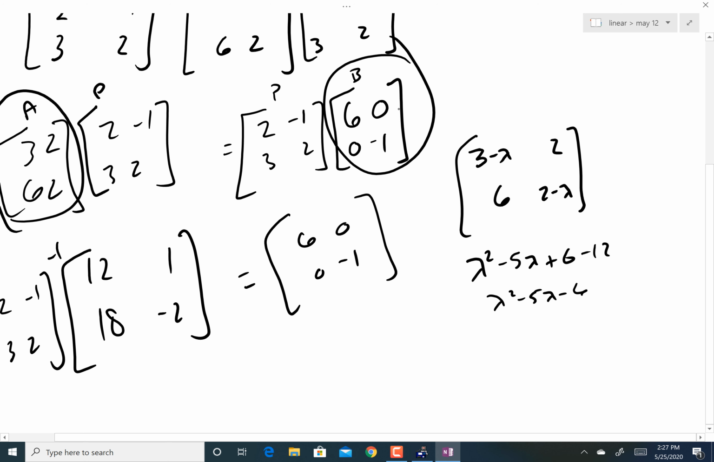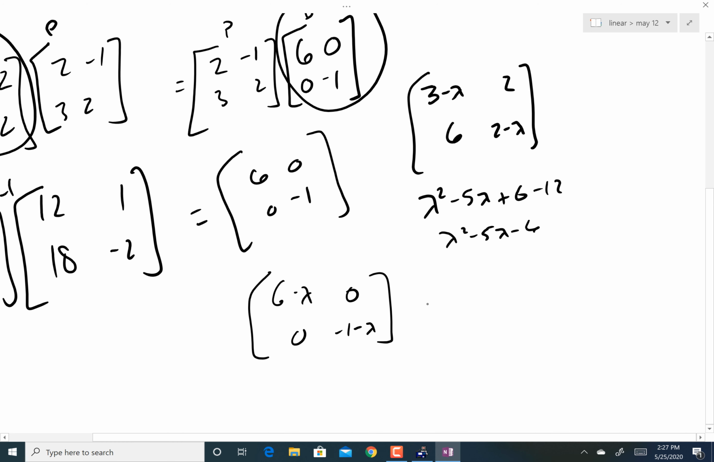For this one, it'd be 6 minus lambda, 0, 0, negative 1 minus lambda. So that'd be negative lambda squared. No, it wouldn't be positive lambda squared. You can't multiply well, can you? Yep, minus 6 plus 1 is minus 5 lambda minus 6.